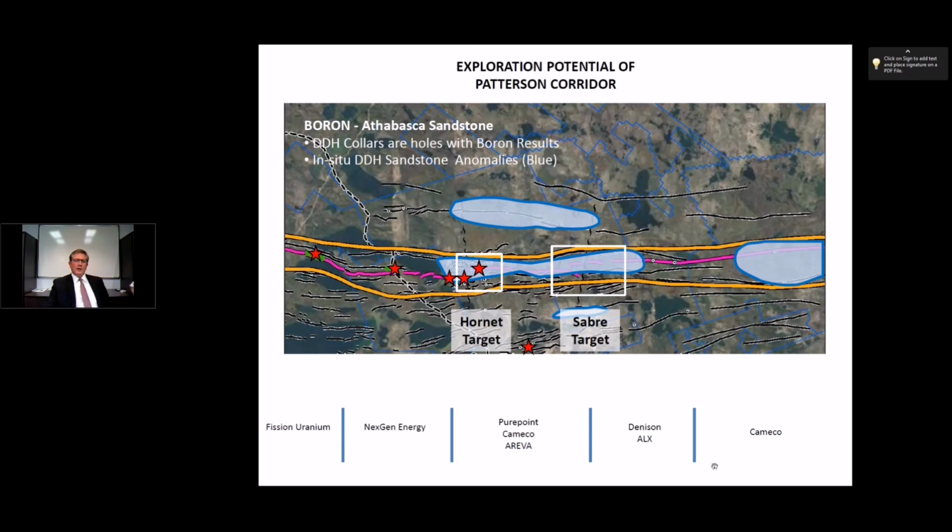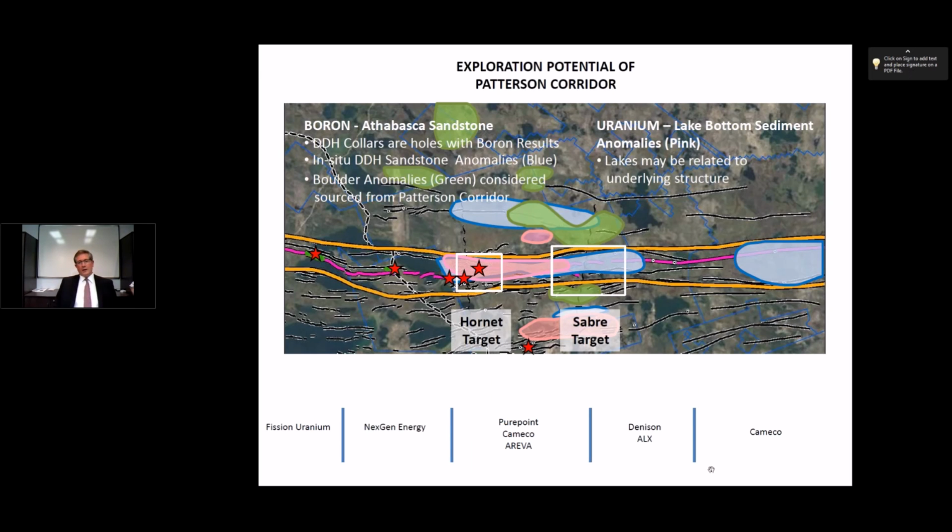The other thing we're looking at are the boulder anomalies with the uranium that we saw early in the presentation, and that's what you see here in green. These are boulder samples that we've had data for quite a while, and once again, you can see how it's associated with the area. The anomalies in green have been considered to be sourced from the Patterson corridor to some degree, and they lead us back there once more. Finally, there's all the lake bottom sediment work that was done historically, which you see there in pink. Once again it shows uranium along the corridor to the north and south and the other two corridors, but there definitely appears to be a lot of potential for additional mineralization right along the corridor.